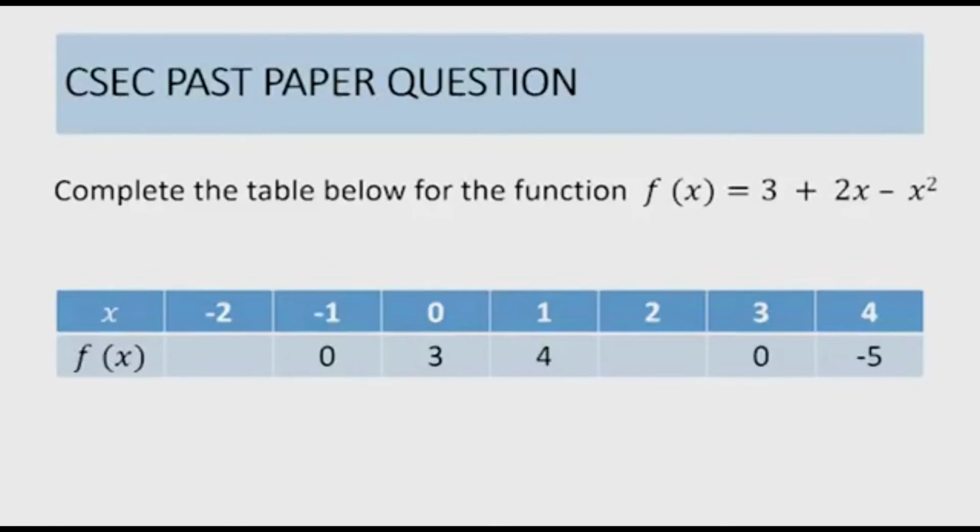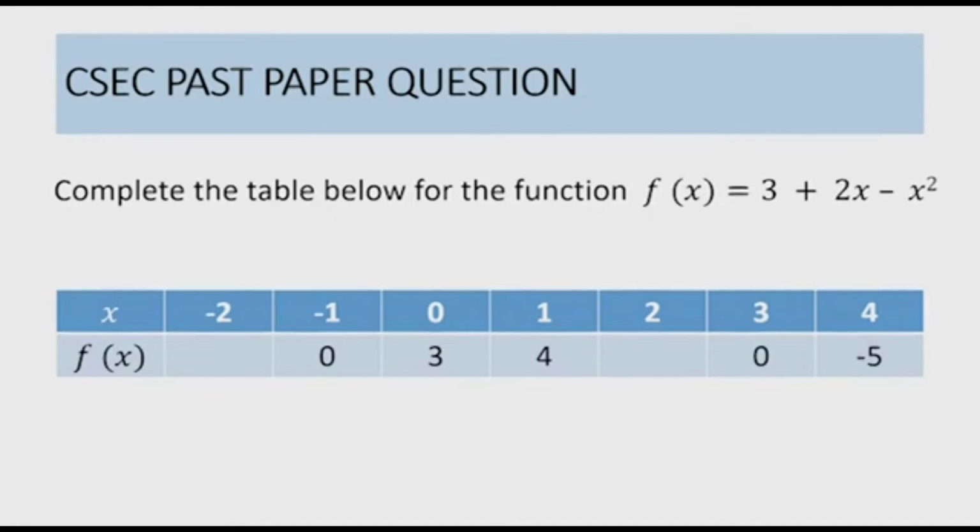So let's look at this question, Karimo. Let's again clear our board a bit. We're looking at completing the table below for the function f of x is equal to 3 plus 2x minus x squared. So the function that we're given is f of x is equal to 3 plus 2x minus x squared, and we're asked to complete the table.